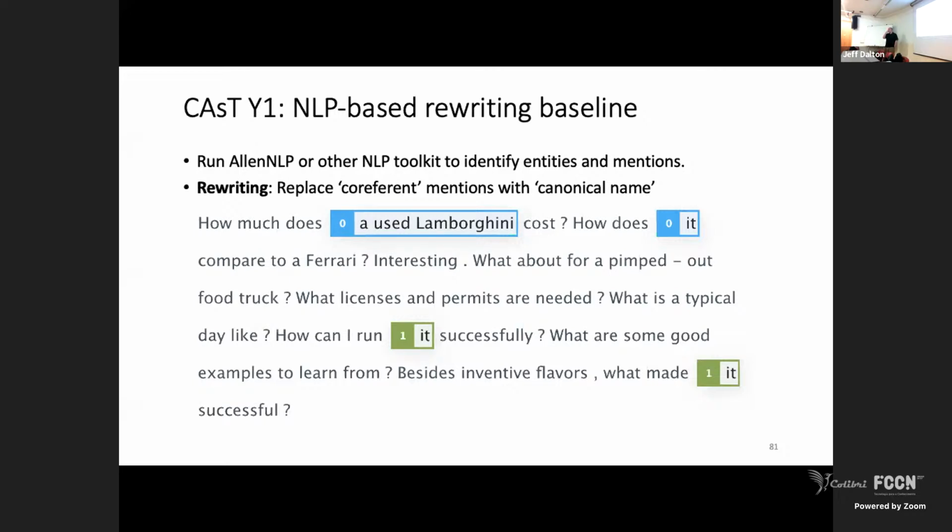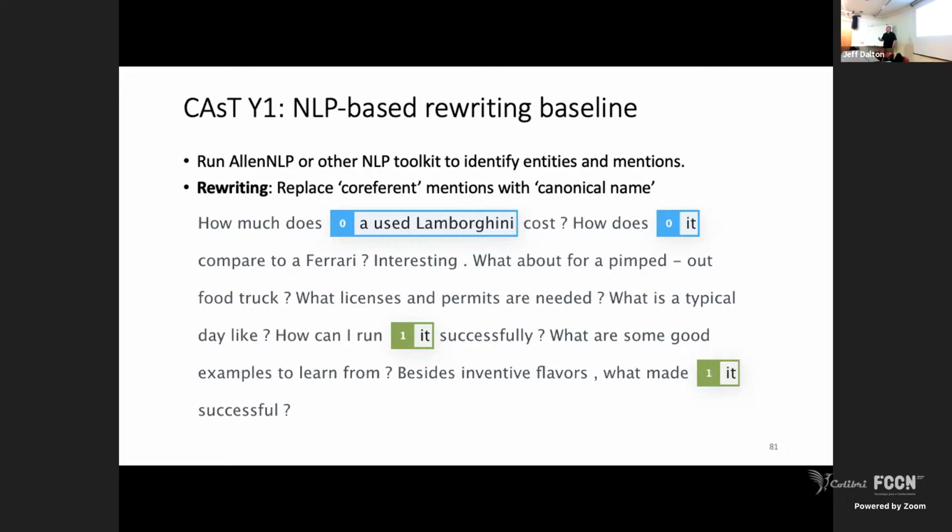Yes. In this case, it didn't take into account the answer. Correct. It would get harder if you did take into account the answer. Yeah, but the same principle applies.